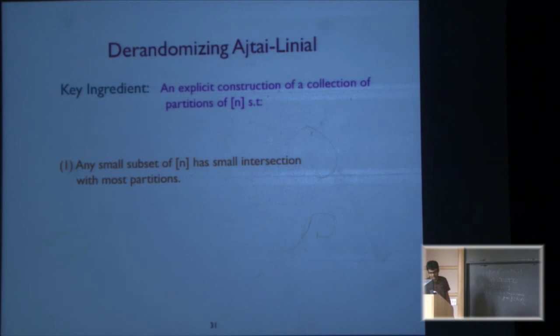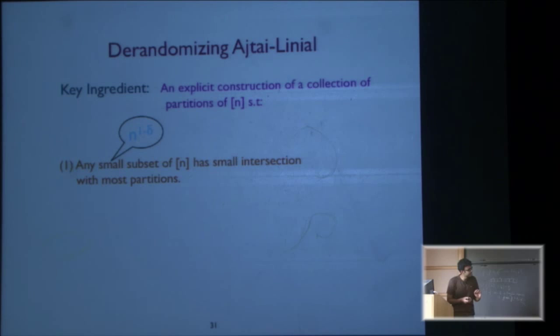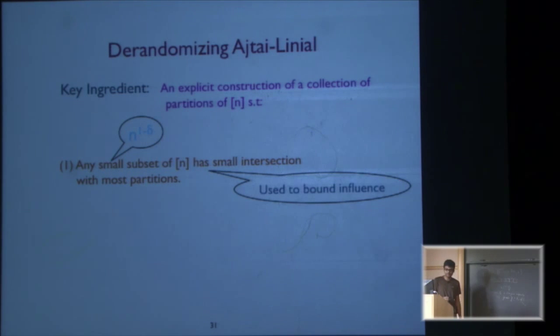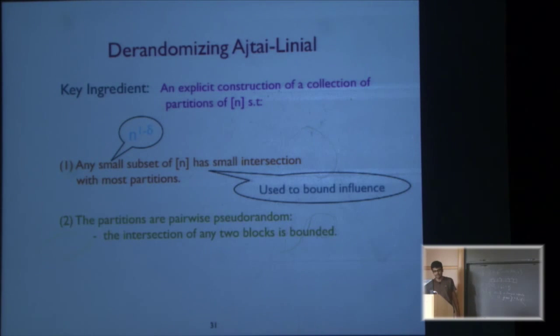So the properties that we want are that for any subset T of [n], it has small intersection with most partitions. And what I mean by an intersection with a partition is that it has small intersection with any block of the partition. This is used to bound the influence of the function. Also, we want the partitions to be pairwise pseudorandom, which means that if you pick any two partitions and take any two blocks from these partitions, they have bounded intersection. This is used to bound the bias of the function.